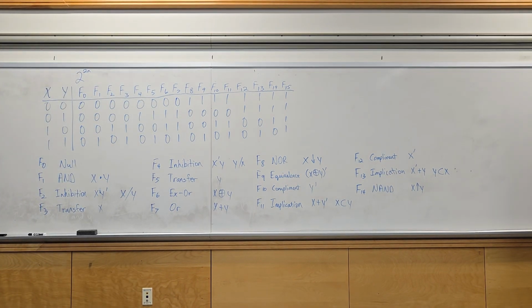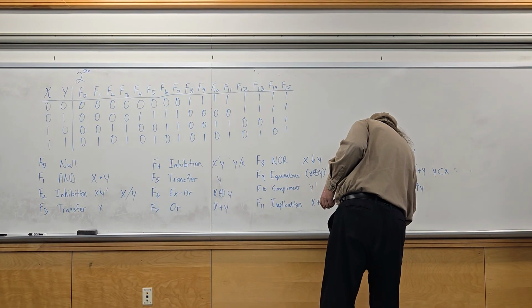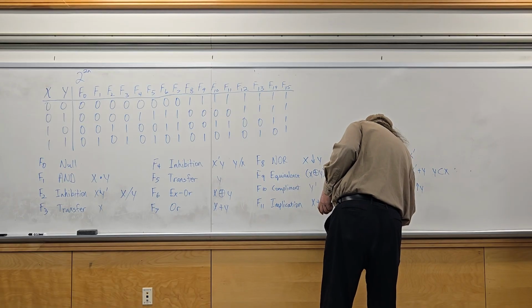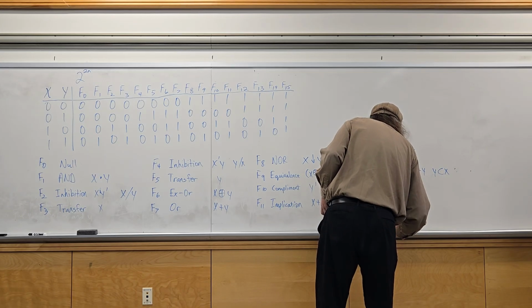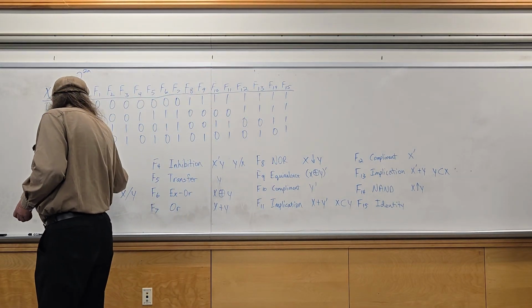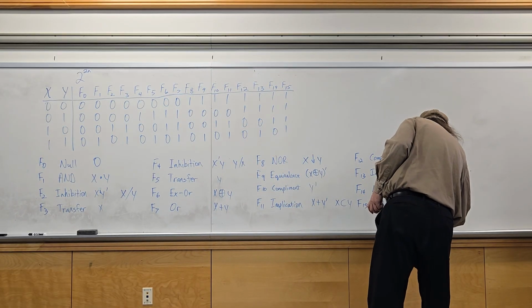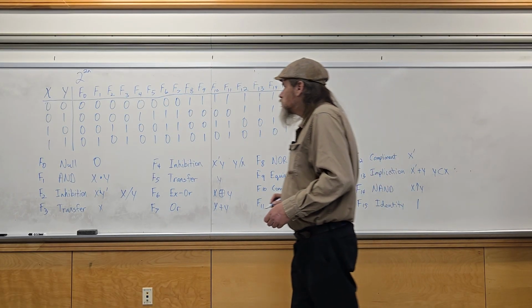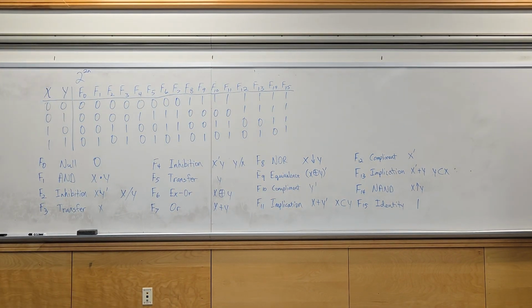And finally, the last function, F15, is identity. It's just one. So this is 0 for null and 1 for the identity. So 16 possible functions with 2 variables.